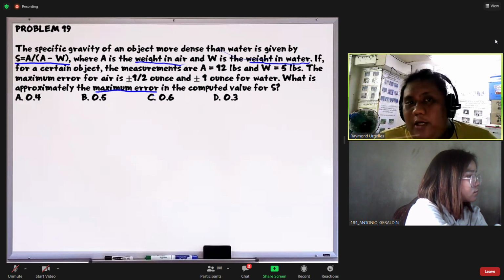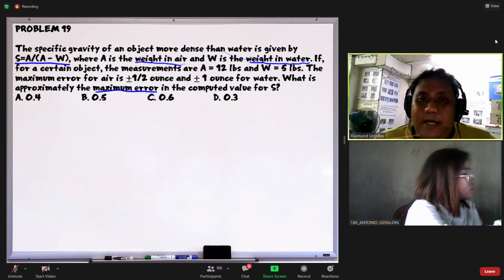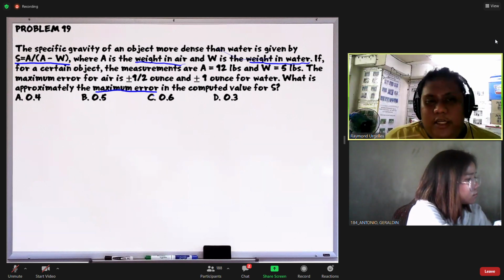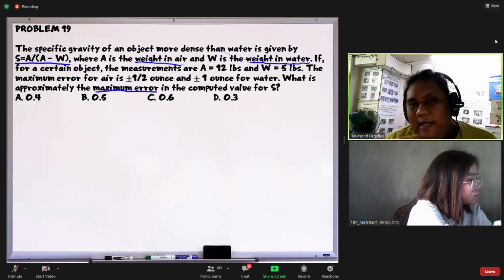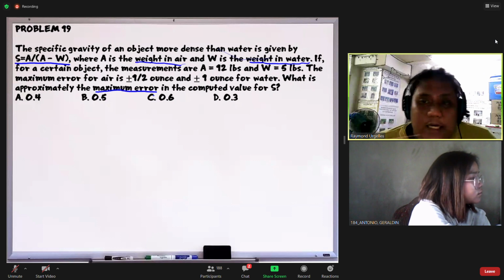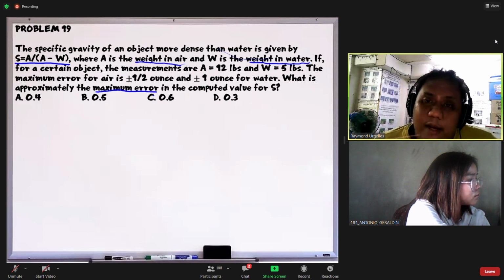Again, maximum error. Kailangan lang natin i-consider yung solution such that siya talaga yung pinakamalaking possible error dun sa problem. Ang common mistake yun ng estudyante is, ang ina-assume nila, pag positive yung error ng air, positive din yung error ng water. Again, not necessarily. Walang sinabi sa problem. Ang sinabi lang is, pwedeng magbago yung weight sa air ng plus or minus 1/2 ounce.